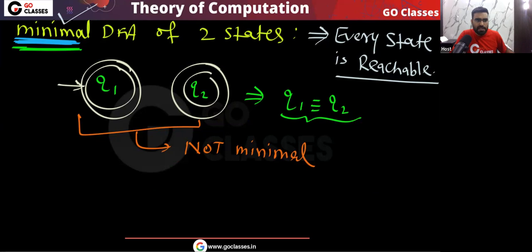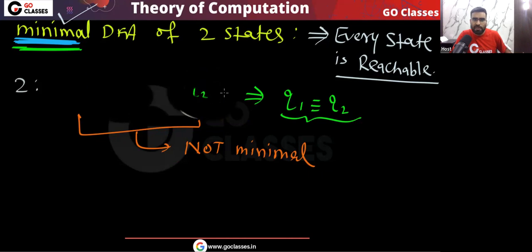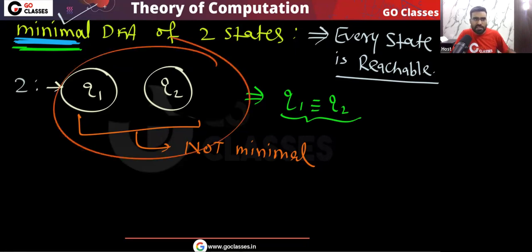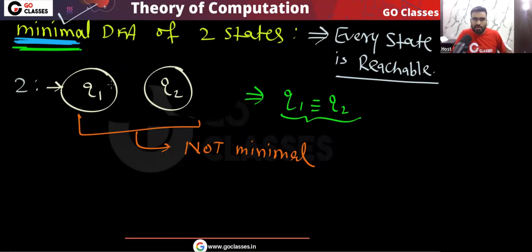Now the second point: is it possible that both are non-final? That the initial state is non-final and this state is also non-final? Again, it is not possible, because both will be equivalent. Every state is reachable, and if both are non-final, they are equivalent, so you can merge them. So this is not a minimal DFA.